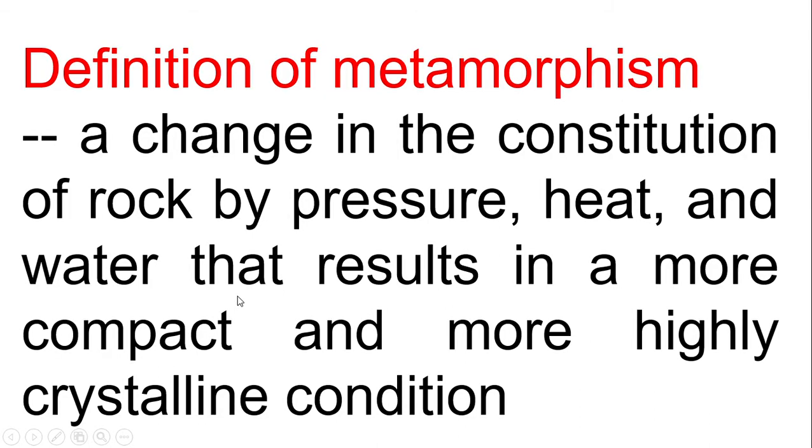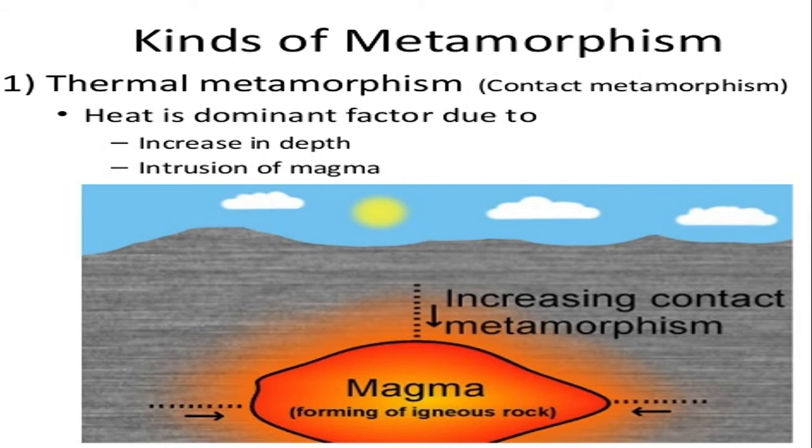So, metamorphism is a change in the constitution of rock by pressure, heat, and water that results in a more compact and more highly crystalline condition. So, there are different kinds of metamorphism. Number one is the thermal metamorphism, which is known as the contact metamorphism.